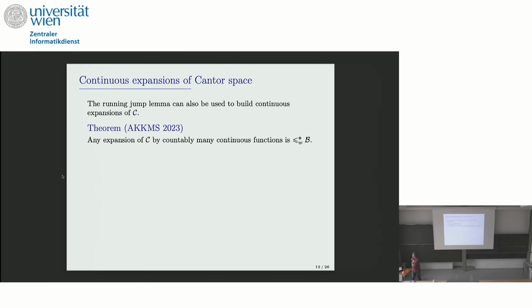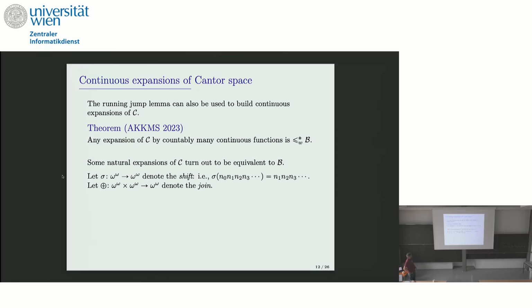Okay, now the running jump can also be used to build continuous expansions of Cantor space in the same way. So any expansion of C by countably many continuous functions is also generic Muchnik below Baire space. It's not very hard to see that expansions of Cantor space don't have to be at the level of Cantor space. There are very simple ones that aren't, like if I add the shift to Cantor space, or the join.